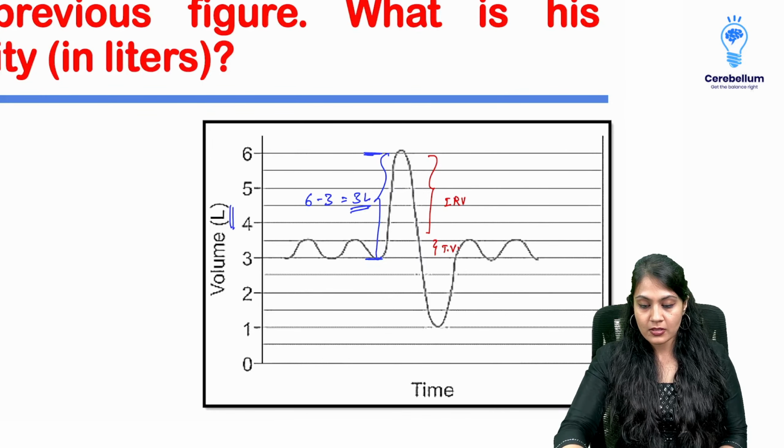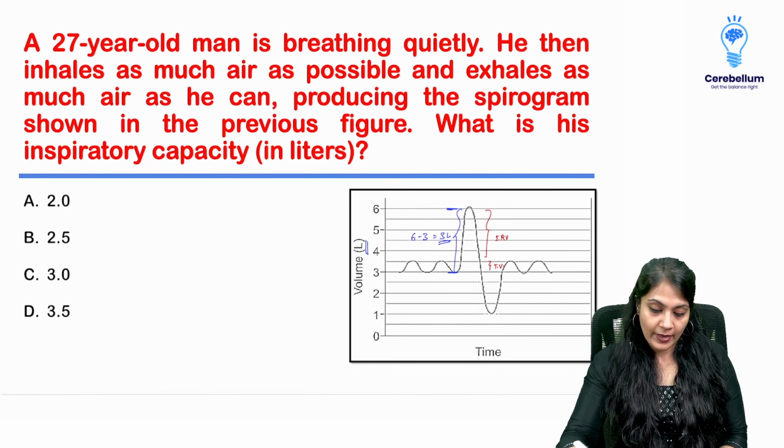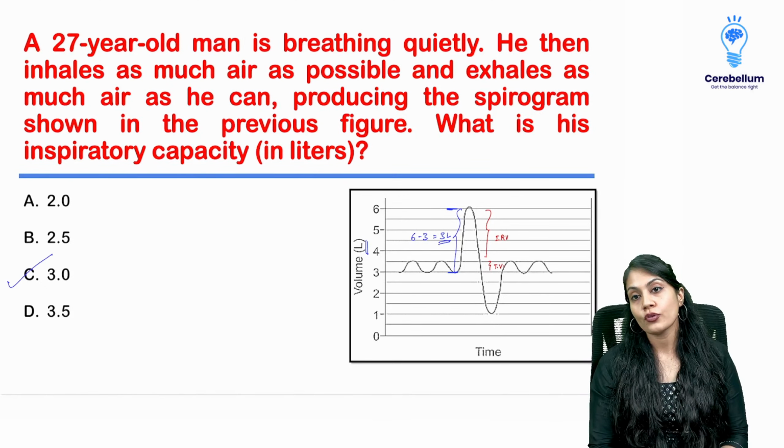That is nothing but, since they have given the values in liters, 3 liters is going to be the inspiratory capacity. That's how we are going to solve this question. If you know what is IRV, what is inspiratory capacity, what is tidal volume, you can easily solve this question.